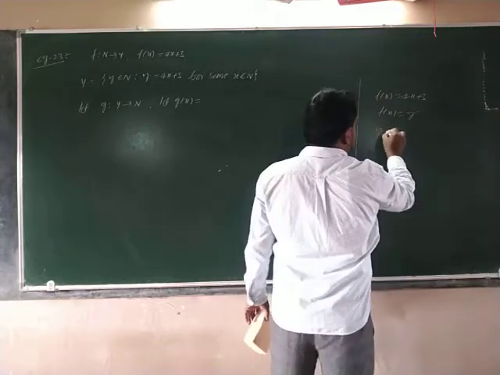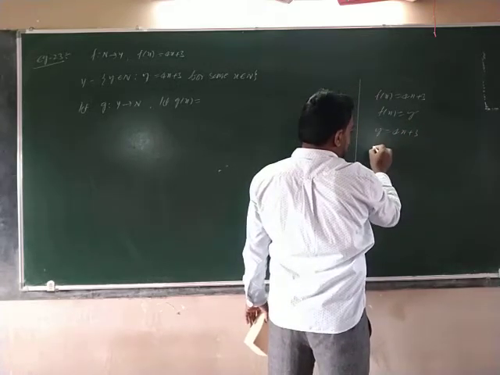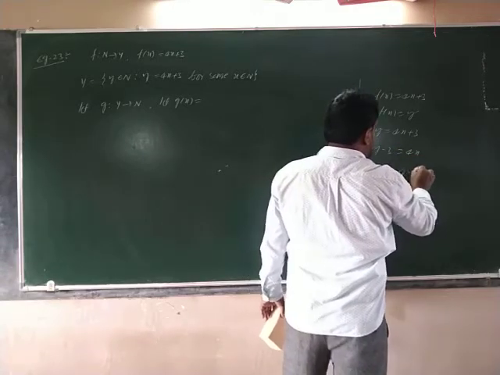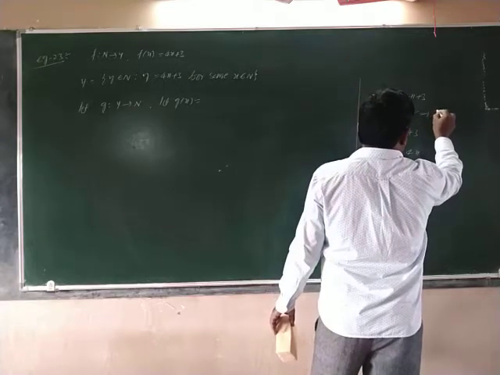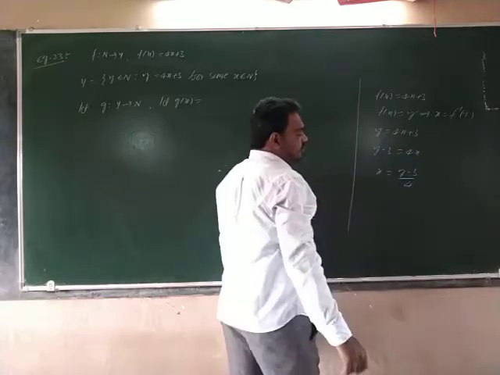So y is equal to 4x plus 3. Then you write x as the subject. That means y minus 3 is equal to 4x, so x is equal to (y minus 3) by 4. Here f of x is equal to y means x is equal to what? f inverse of y. x is equal to f inverse of y.